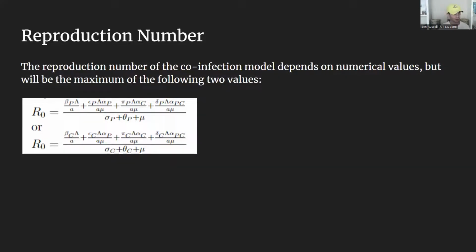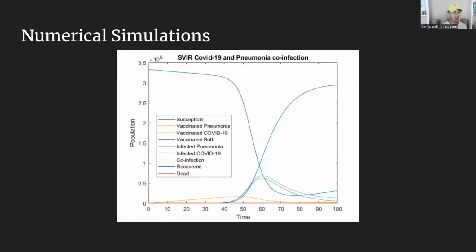And what we can find from this is that, again, as long as the reproduction number is less than 1, our disease-free equilibrium is stable, which is really, really important for determining that our model actually works. So now we're going to look actually at some numerical simulations.